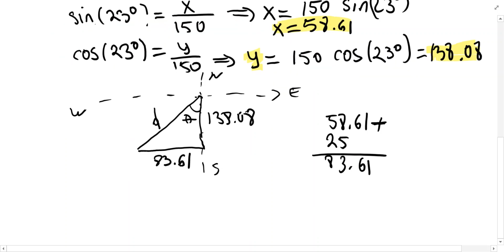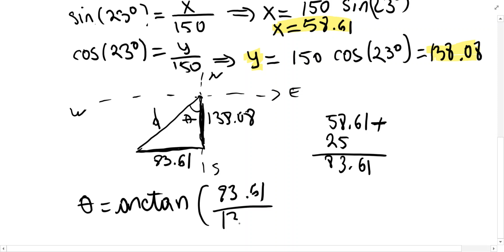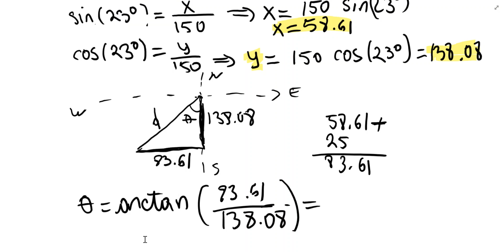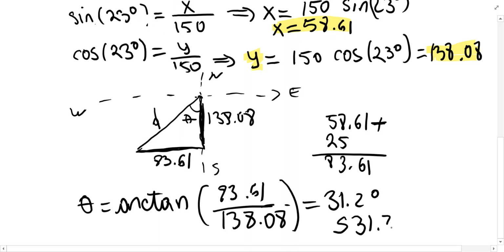All right, to find theta, I notice that I know the opposite and the adjacent, so I need to apply arctan. So theta equals arctan of the opposite side, 83.61, over 138.08. When we put that in the calculator, it's arctan of 83.61 divided by 138.08, and we get 31.2. So it's 31.2 degrees. So the new bearing is south 31.2 degrees west.